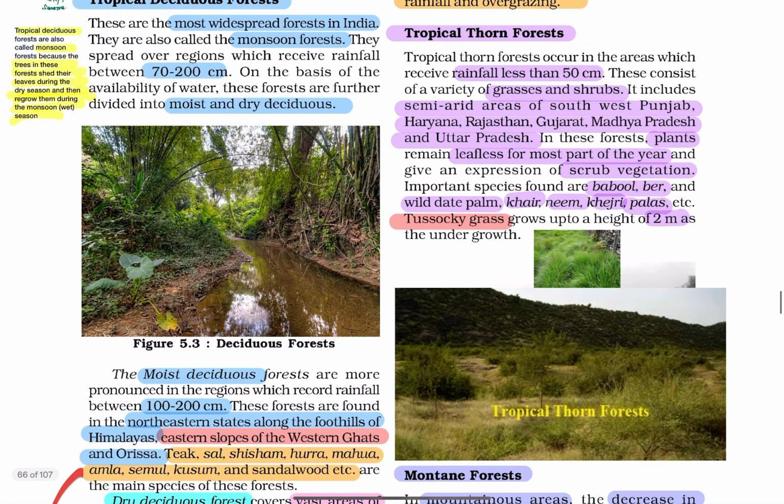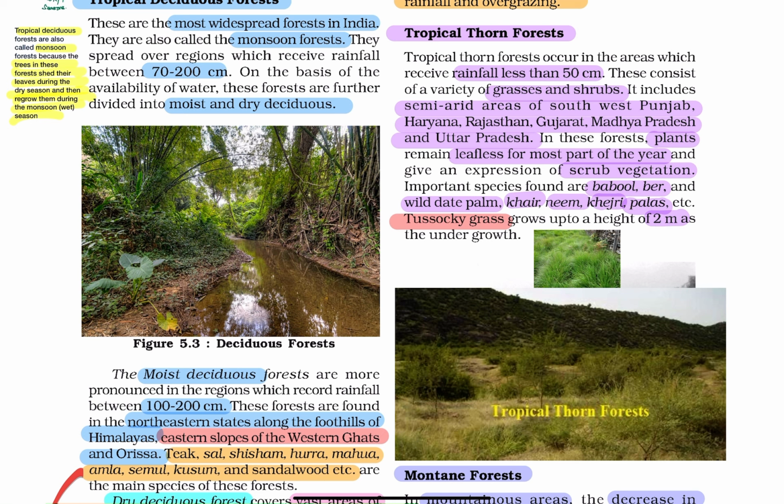Now these types of forests include a variety of grasses and shrubs, because you won't find proper full-fledged trees here. You'll find very stunted growth of trees. You'll mostly find grasses, shrubs, bushes and thorns here. These types of vegetation will be there, correct? And I already explained to you that on the basis of vegetation, climate, type of soil, which we are not considering at this moment, but on the basis of the climate and vegetation, we are classifying different types of forests.